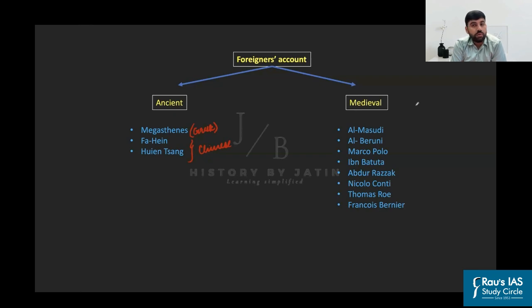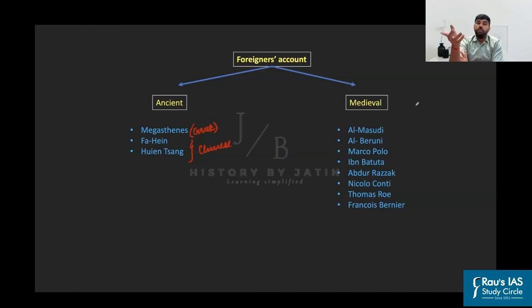Al-Masudi talks about Indian geography. He was known as the Herodotus of Arabia. He talks about Indian society, Indian geography, the monsoon concept. Al-Baruni criticized the Brahmanical status of the society. Ibn Battuta talks about urban life. He says he went to Daulatabad and people were dancing there, buying things, drinking sharbat. The same is true of Abdul Razak, who went to the Vijayanagar Empire, Nicholas Conti, Thomas Roe and Francois Bernier. They talk a lot about the Vijayanagar Empire.